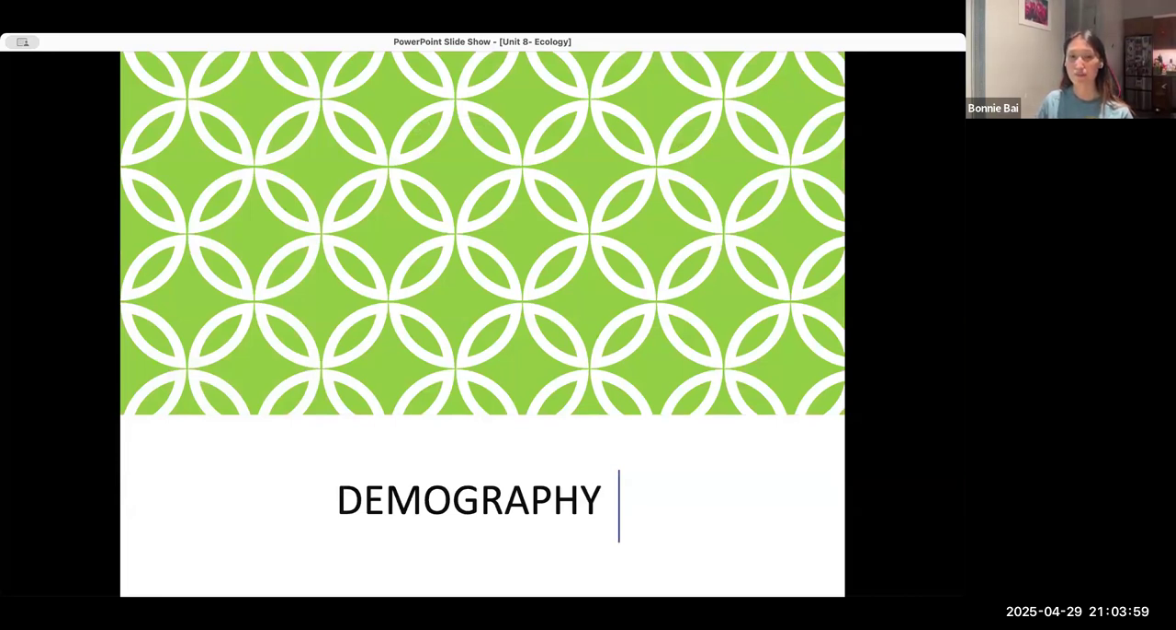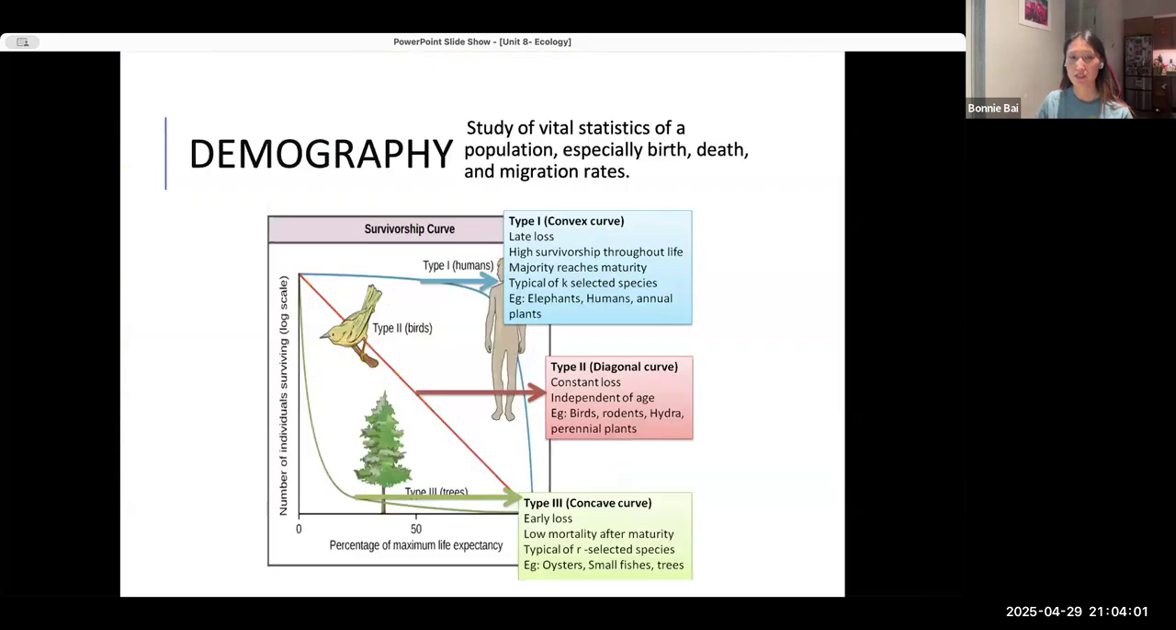Demography. Let's see, what is this? We are seeing some different types of population survival rates depending on its life expectancy and what happens during the course of its life. So comparing the 3 different types, you do not need to know type 1, type 2, type 3. This is just an example. If it shows up, it'll be good to know.